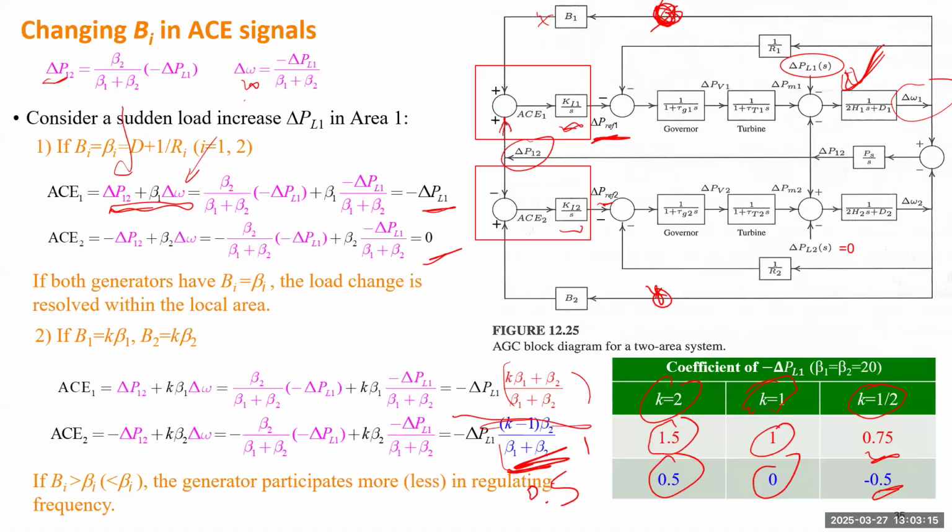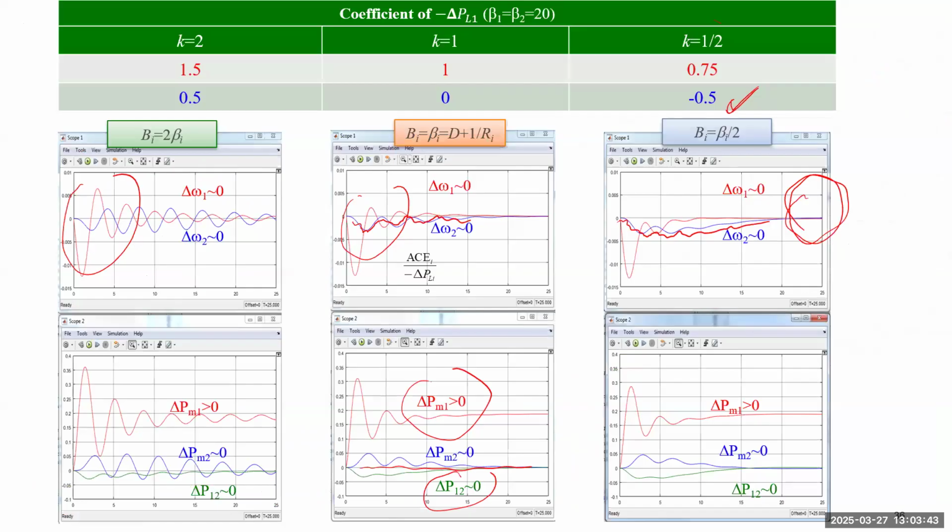So we can have the conclusion. If B is bigger than beta, the generator will participate more in regulating frequency. If it's less than beta, it will participate less in regulating frequency. But no matter what value you take, as long as the system can stably reach the new equilibrium point, the new static condition, the frequency will be 60 Hertz. It may have different time performance. Some will recover faster, some will recover more slowly. But recovering faster doesn't mean it will be good, because you will see more oscillation, right? So you need to pick a proper value for B.